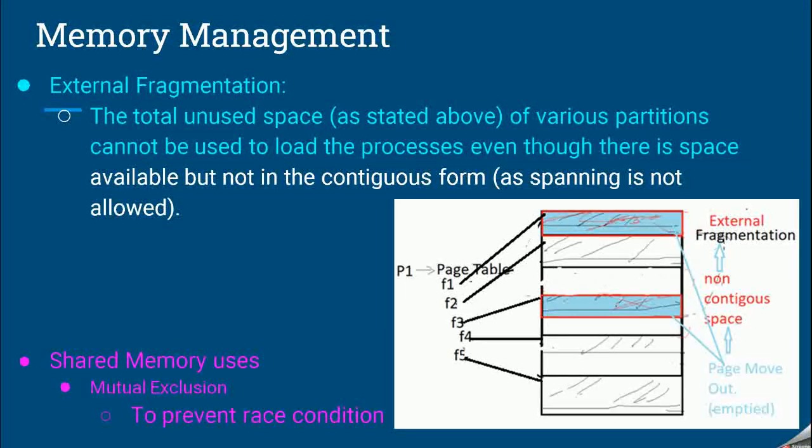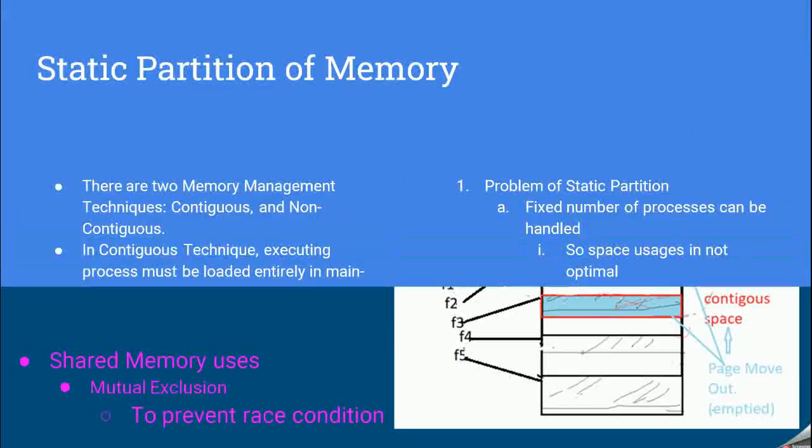If we want to share the memory, for example, this is off topic, but shared memory uses mutual exclusion. That is a critical section concept, to prevent a race condition. If 2 processes want to share the same main memory partition, they require the mutual exclusion principle. This is how the same main memory location can be shared across processes.